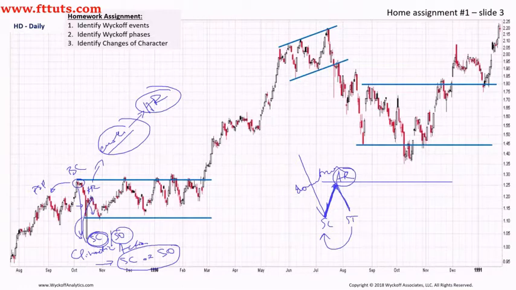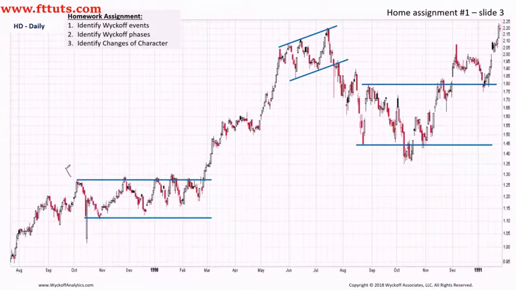Then look at the next reaction. How does it look to you? Diminishing spread, diminishing volume signature, stopping here at the higher low. So that looks like a test. Therefore, this is a secondary test of the climactic action itself. So our labeling could be like this: shakeout, automatic rally, change of character, and then secondary test. And here is our phase A.